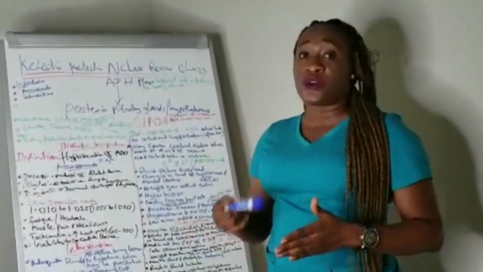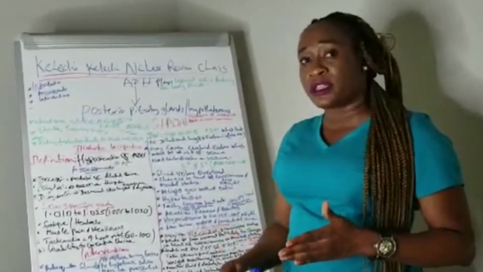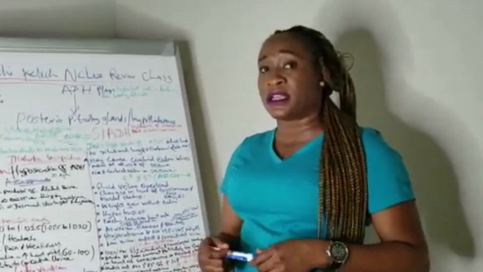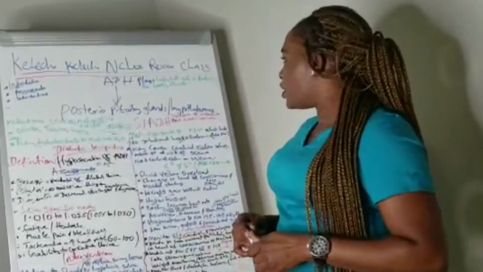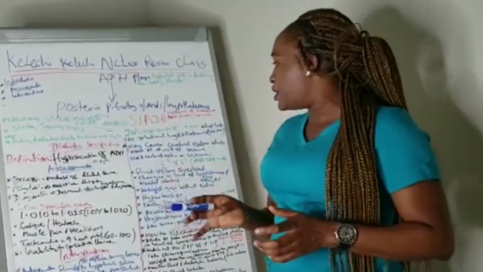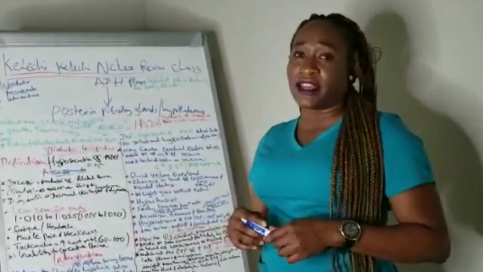So you need to know your content. When you know your content, it helps you to answer select-all-that-apply questions. So this is going to be it for diabetes insipidus and SIADH.